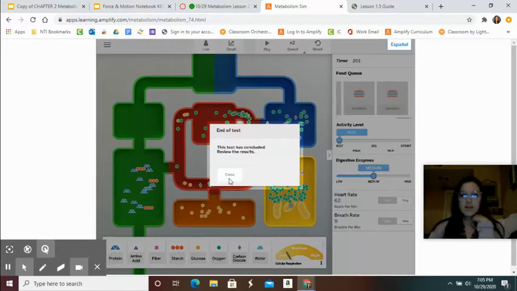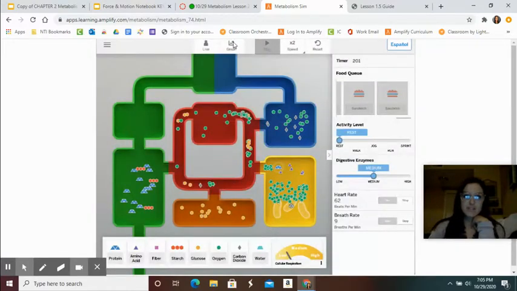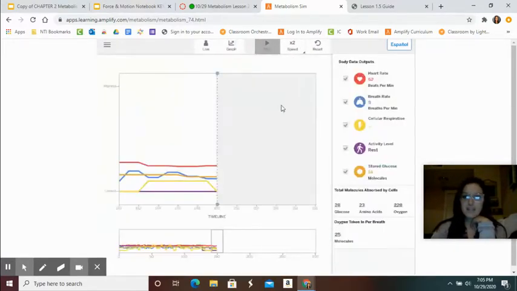So that is the end of the injury to the pancreas test. And I'm going to look at the data. So we have 28 glucose, 23 amino acids, and 228 oxygen, and then our 25 oxygen molecules. And so that is the pancreas.